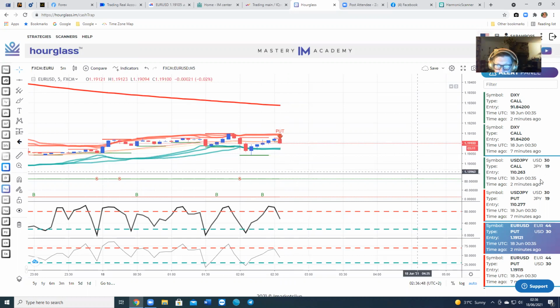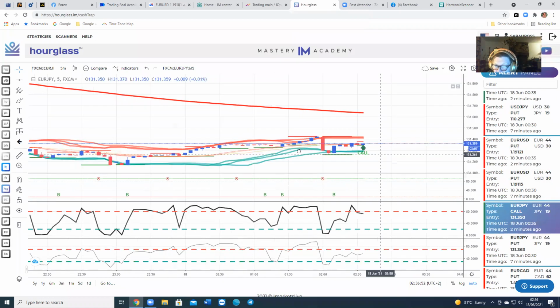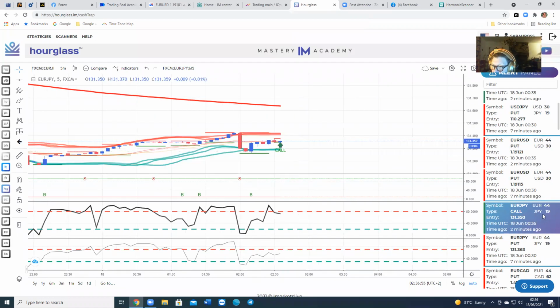Right, I'm going to have a look for one more. See if I can catch one more. So euro strong against the Japanese yen, 44 to 19.